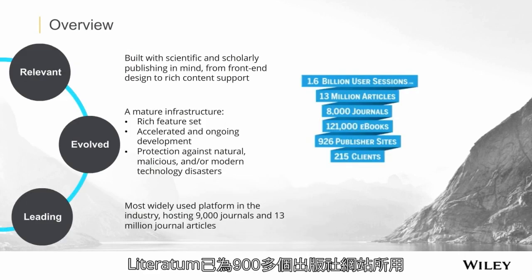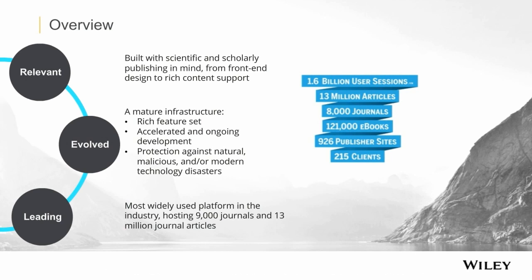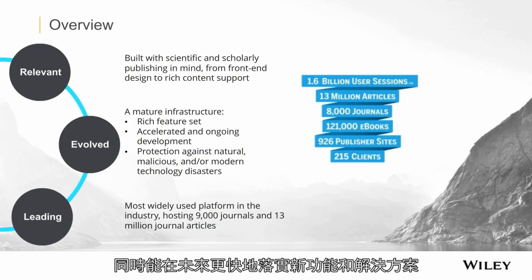Literatum is already used by over 900 publisher websites, hosting over 9,000 journals and 13 million journal articles. Designed with scholarly publishing in mind, it allows us to make use of more powerful search and content features, and will allow us to more quickly implement new features and solutions in the future.